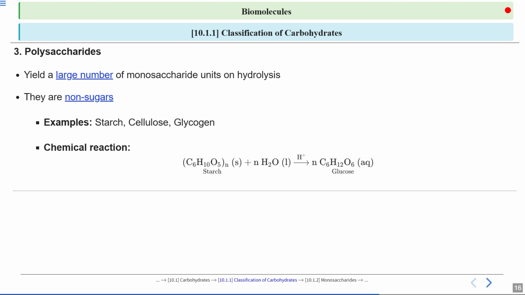If you look at the chemical reaction, when starch, which has the molecular formula (C6H10O5)n, reacts with n molecules of water in the presence of acid, it breaks down into n molecules of glucose. This n represents the number of repeating units in the starch chain. So this reaction shows how complex carbohydrates can be converted into simple sugars, which are easier for the body to use for energy.